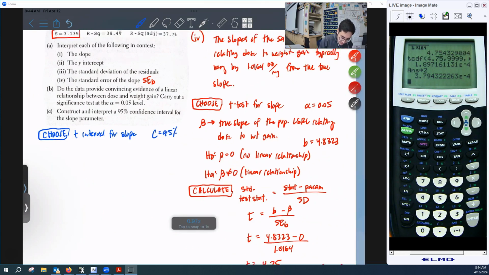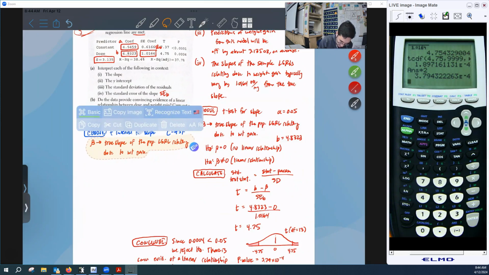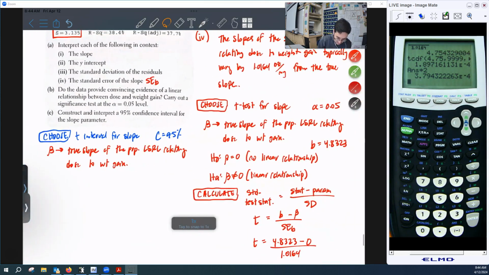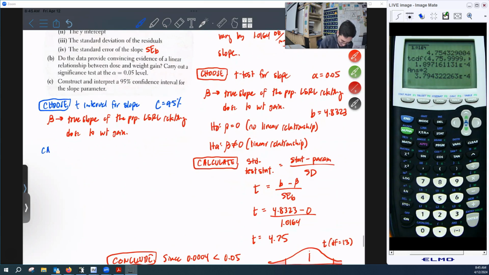Okay, we already defined the parameter, so let me just copy that. I don't want to have to write that out again. And I think that's all that's needed for the choose step for an interval, right? There's no hypotheses here. We're not doing a test. We're making an interval. Okay, we're going to skip the check step because, again, we're assuming the conditions have been met, and then go straight to the calculate step.